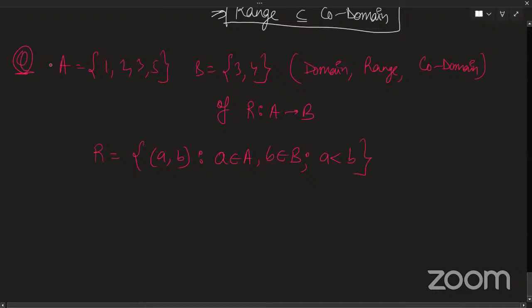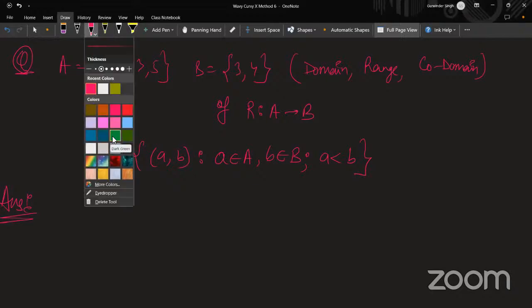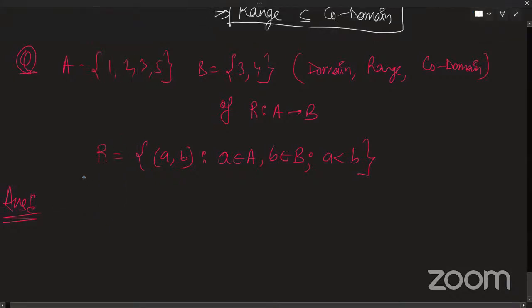Okay, this is it. So what is it telling me? I have this set A, I have this set B.